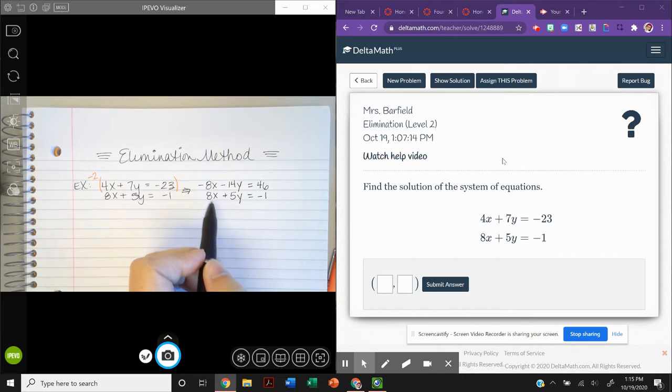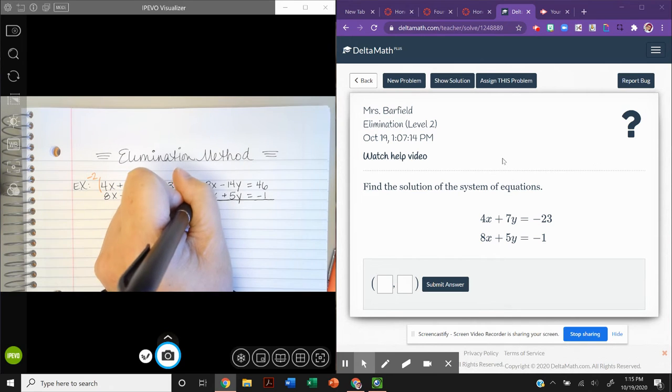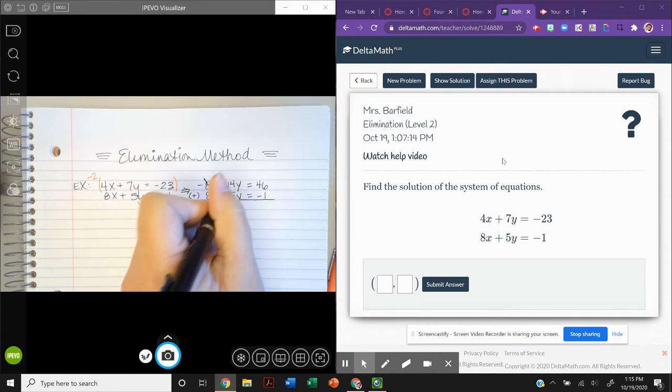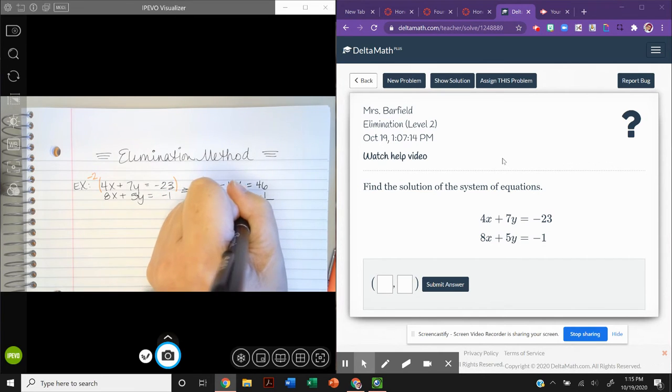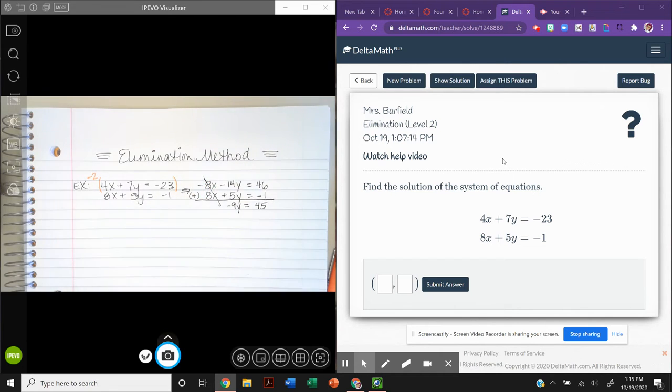If I add negative 8 plus 8, I get 0. So if I add my equations now, negative 8 plus 8 eliminates. Negative 14 plus 5 gives me negative 9y. And 46 plus negative 1 gives me 45. If I divide by negative 9, y equals negative 5. So that's the only new step I'm teaching you today in this video: how I did this.